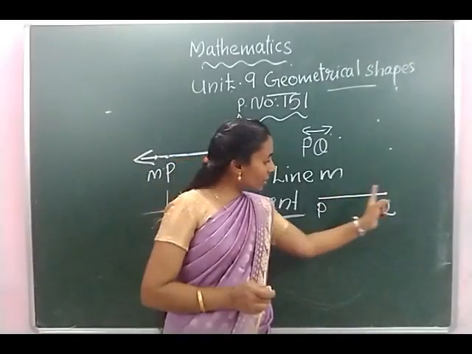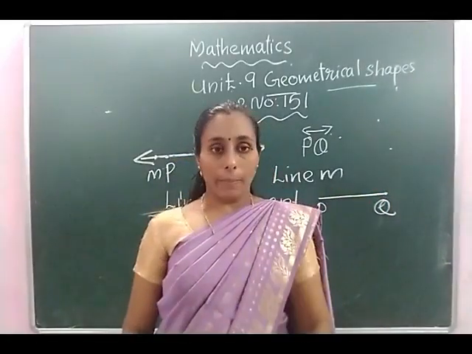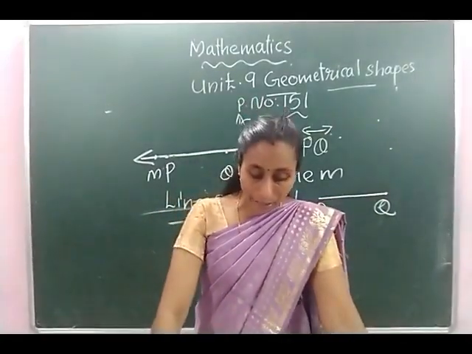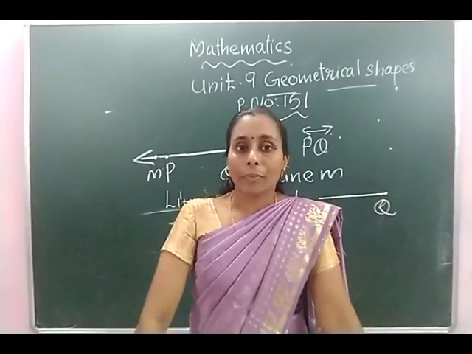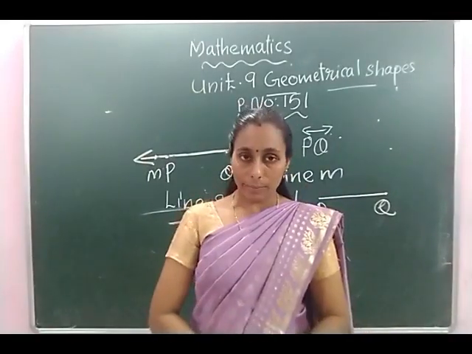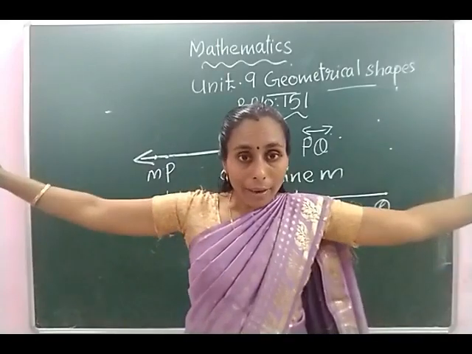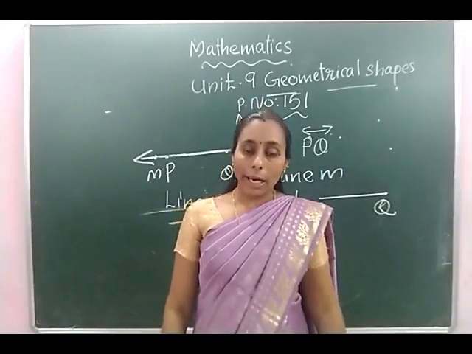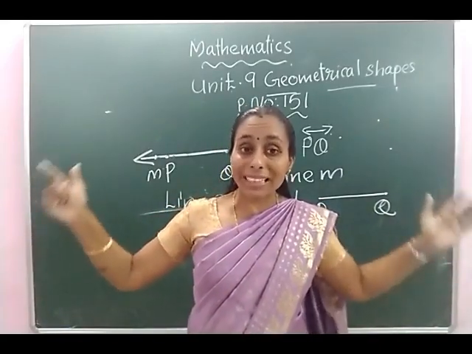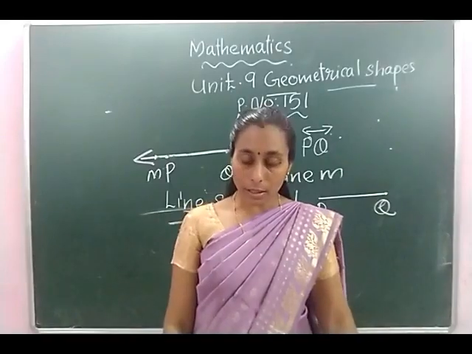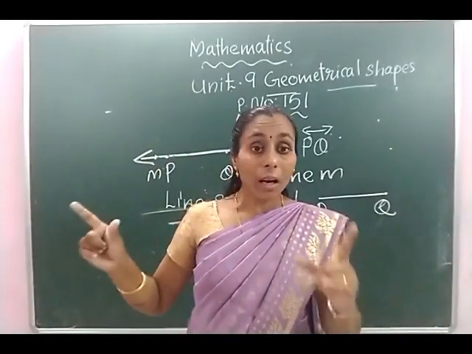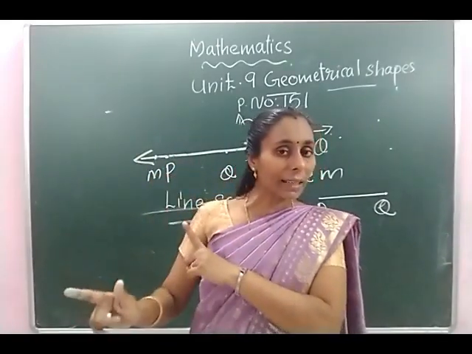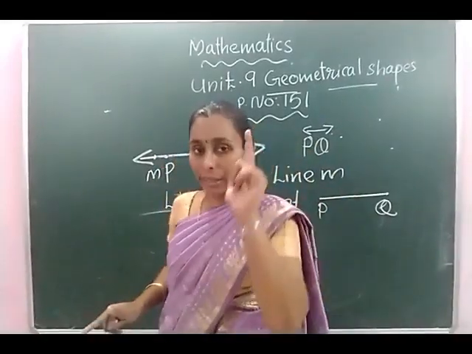So we can measure this line segment with the scale. Here it is given, a line segment has a definite length. A line has no definite length because both sides are extending. There is no starting point, no ending point. Both sides we have marked with arrowheads. So we cannot measure the line. A line has no definite length, but a line segment has a definite length.